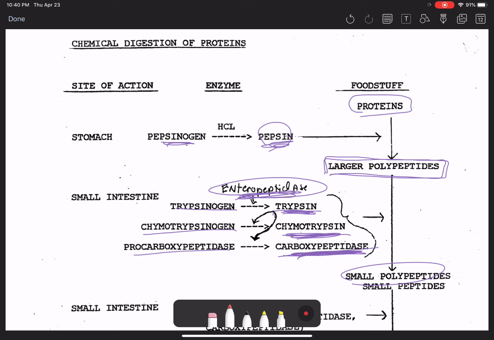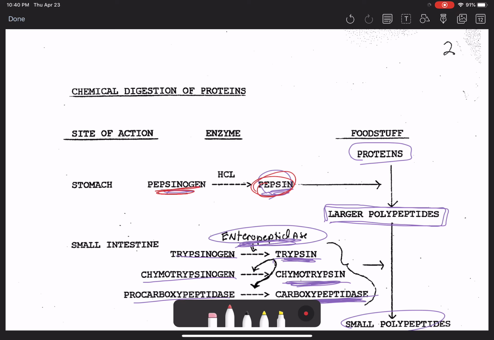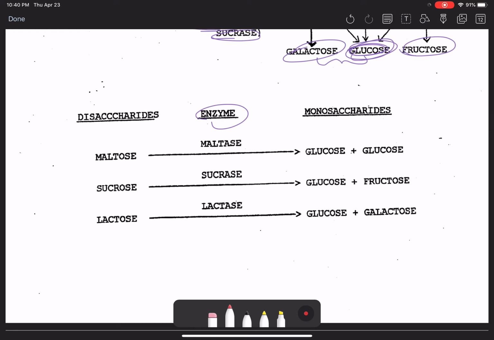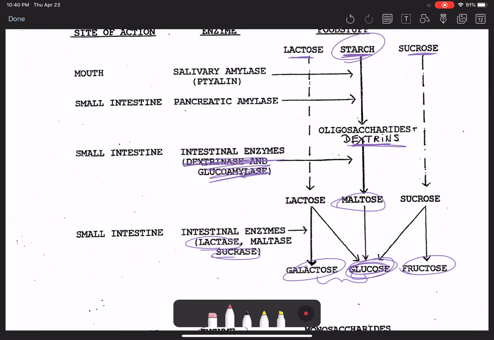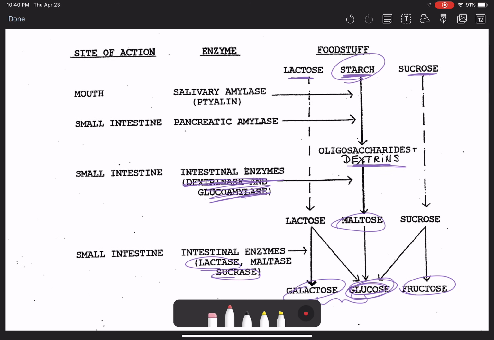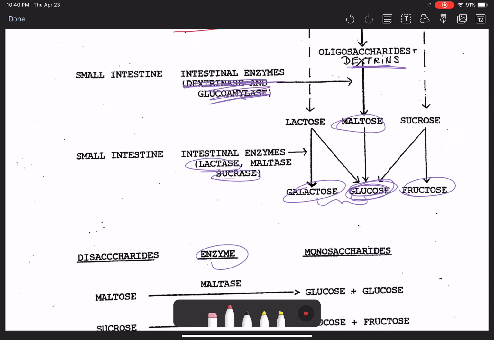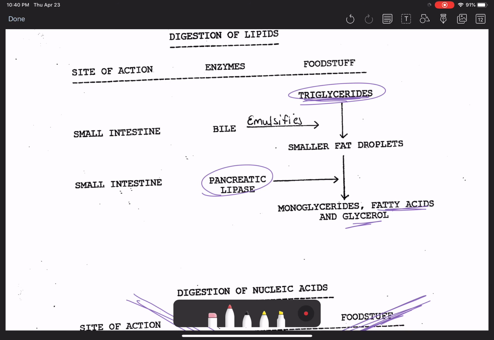Of course, I want you to know about pepsin, and I want you to know that pepsin results from the activation of pepsinogen via hydrochloric acid. I'd like you to know maltase, sucrase, and lactase, because their names suggest their action quite easily. I'd like you to know about salivary amylase and pancreatic amylase for the digestion of carbohydrates. And I'd like you to know about pancreatic lipase for the digestion of triglycerides.